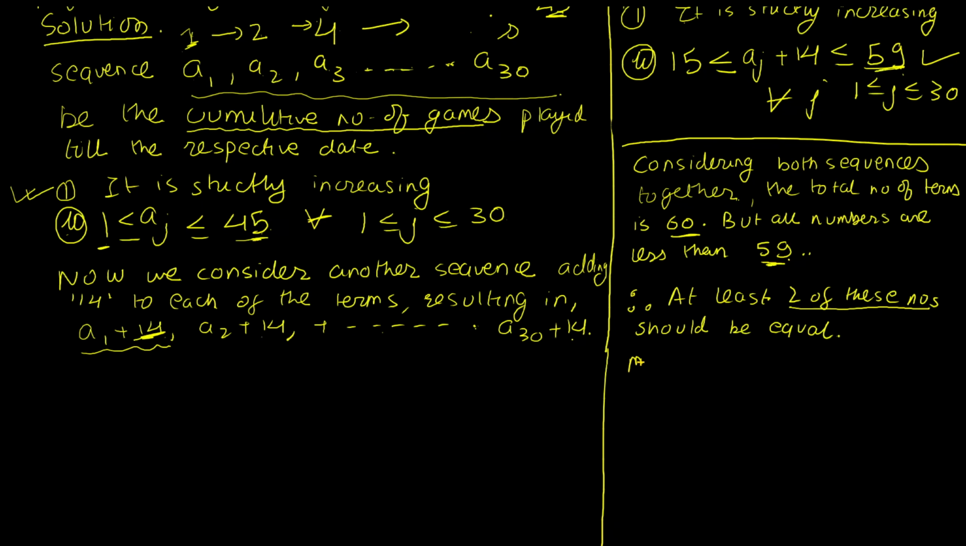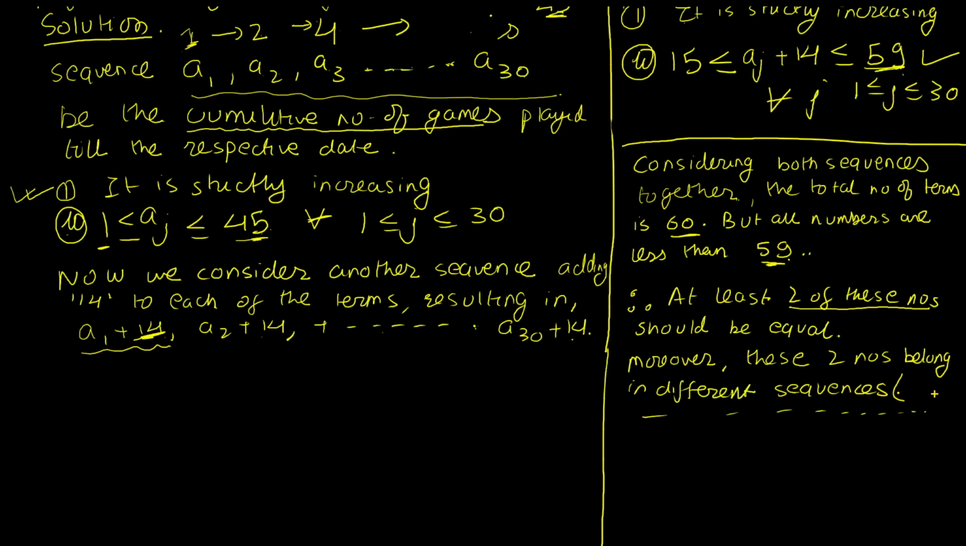So we'll continue. We'll say moreover, these two numbers belong in different sequences. And the reason is both of them are strictly increasing, which means none of the numbers in the individual sequences are equal. And I can take advantage of this equality now. Let me choose any representative number from the first sequence and call it ai, and any representative number from the second sequence will be equal to aj plus 14. And we know that these numbers are equal. We don't know exactly which numbers are equal, but we know that there exists at least one i and one j, so that if I choose a term from the first sequence and j from the second sequence, these numbers are going to be equal. And that follows from this reasoning.